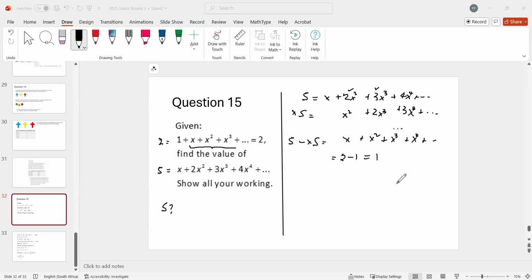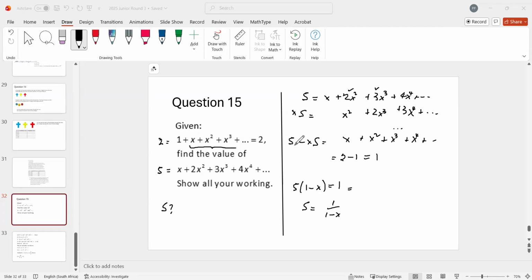So that's 1, right? Because on the left-hand side you got 2. If you take 1 to the other side, you got 1 is exactly equal to this. So S minus Sx is 1. So you got S into 1 minus x is equal to 1. So therefore, S is equal to 1 over 1 minus x. But that still doesn't give me the answer. I need to see what is the value for x here. Okay, so just hold on with that.